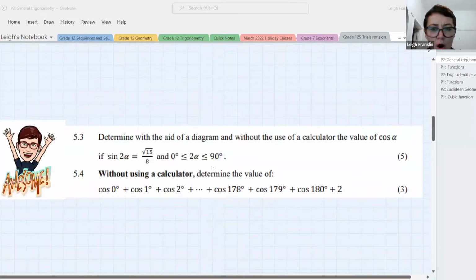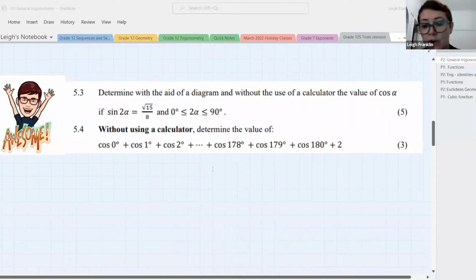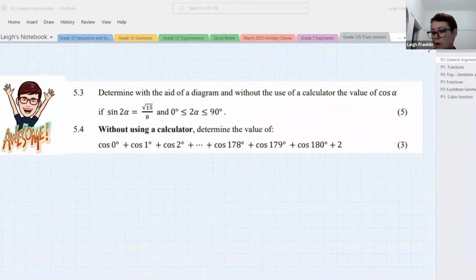All right, let's move on and have a look at another question. This is going to be a little bit challenging. In fact, both of these are a little bit challenging. So determine with the aid of a diagram and without the use of a calculator, the value of cos alpha if sine 2 alpha is equal to root 15 over 8, and 2 alpha is an angle between 0 and 90. What makes this question difficult, in your opinion?